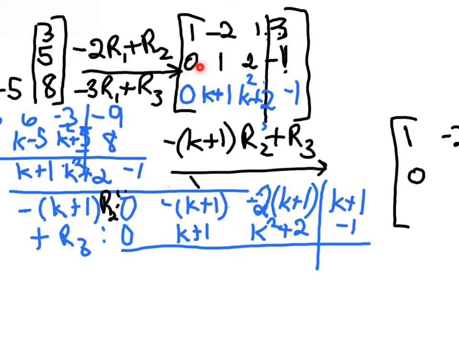So negative k plus 1 times 0 gives me this 0. Negative k plus 1 times 1 gives me negative k plus 1. Negative k plus 1 times 2, so I just wrote that as negative 2k plus 1. And then negative 1 times negative k plus 1 would give us positive k plus 1. And then here I just copied down row 3 the way it was.